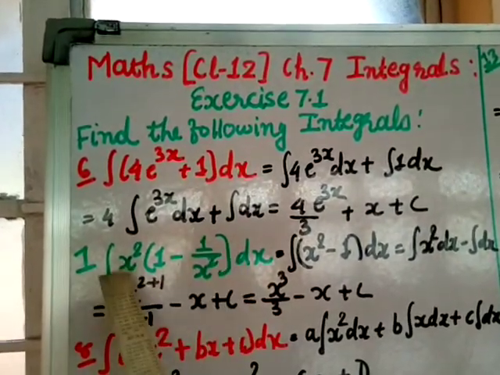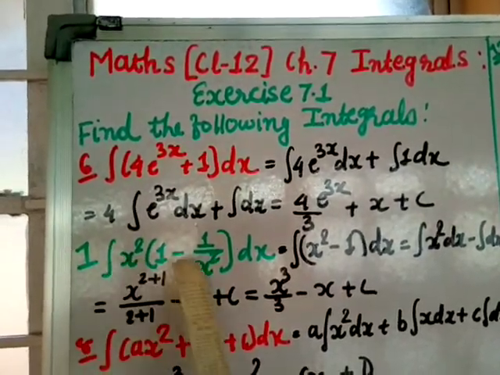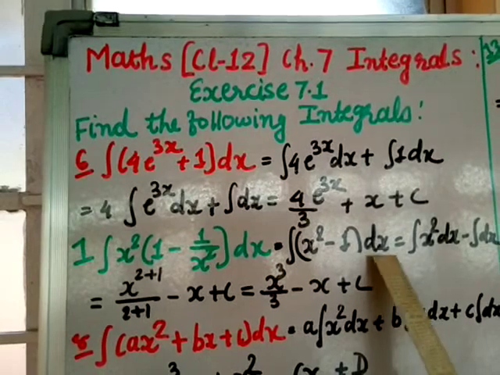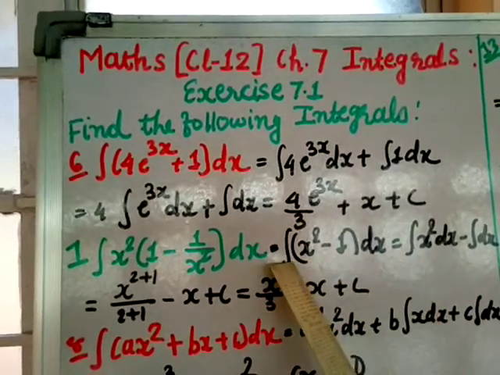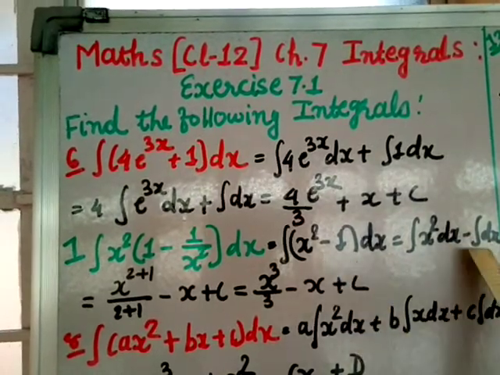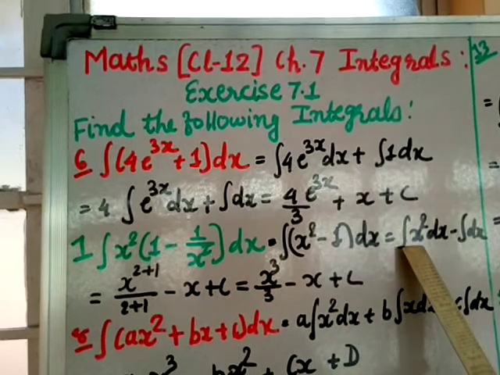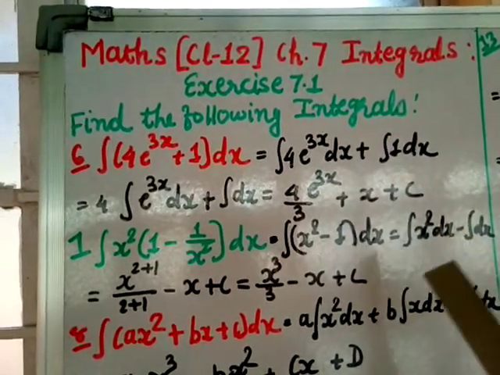First I'll open the bracket, so x² into 1 is x² minus x² into 1/x². The x² cancels, so you get 1 dx. Now separate the integral: integral x² dx minus integral 1 dx. 1 dx can be written as integral dx. For x², I am going to use the formula for x^n.